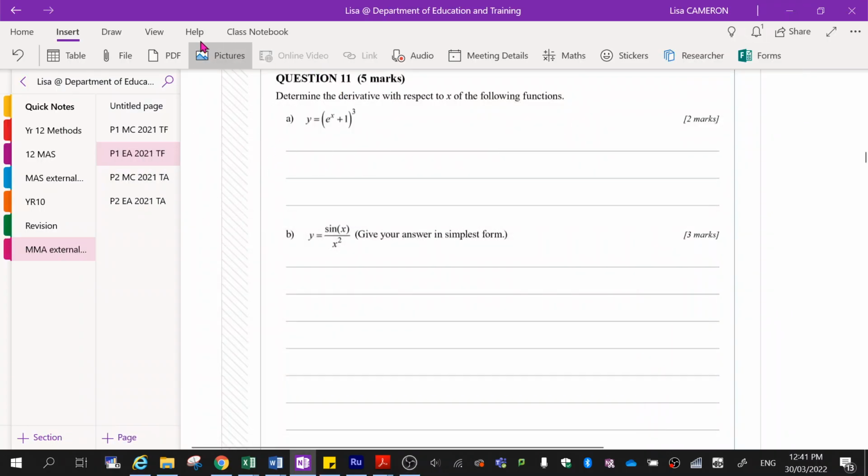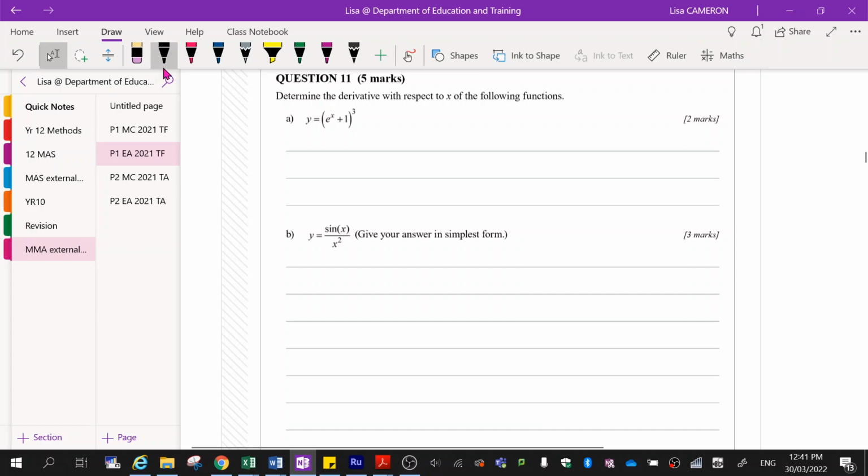Okay, so these questions here are asking us to apply chain and quotient rule. So when I first start doing this, it's the derivative of the inside of the bracket, which will become e to the x in this case, multiplied by the derivative of the outside of the bracket. So that'll be 3 bracket 2. Then all I have to do is put this middle part back in.